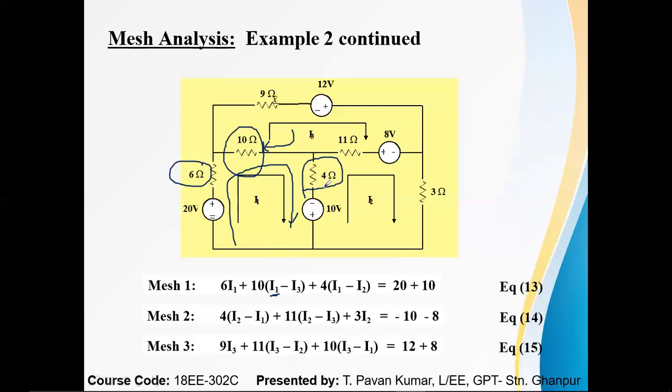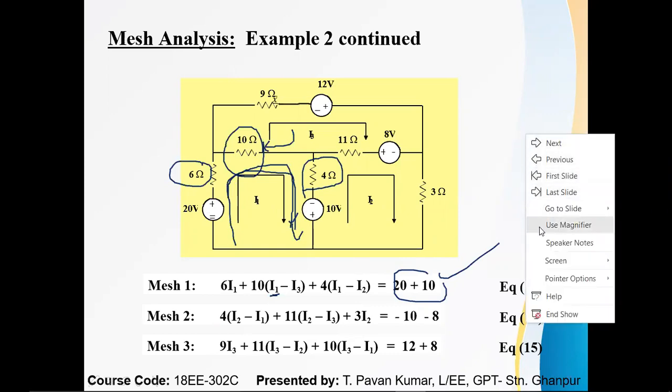Next, the 4 ohm resistor is also dependent on two currents, I1 and I2. I1 comes with the highest polarity here, so I1 minus I2. For this, the leaving sign is positive and the leaving sign is positive. 20 plus 10, 30, right? This is for mesh equation 1.